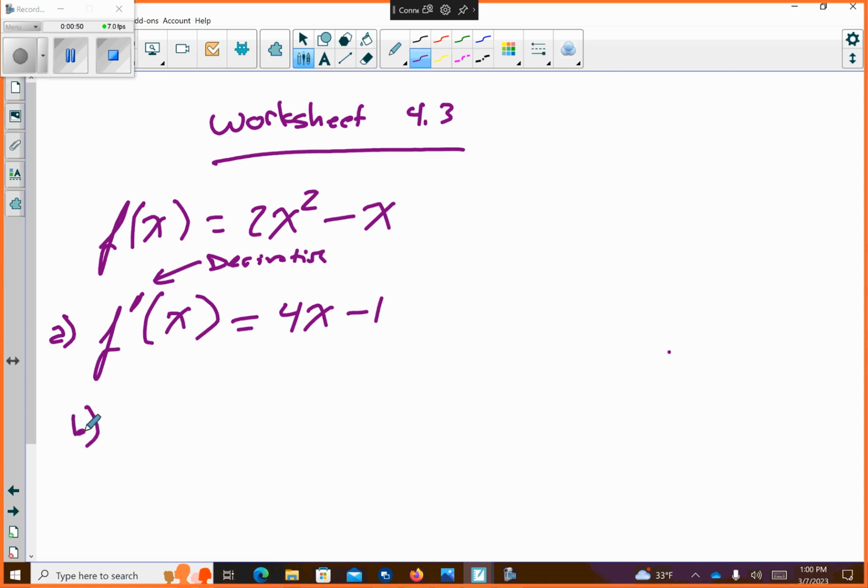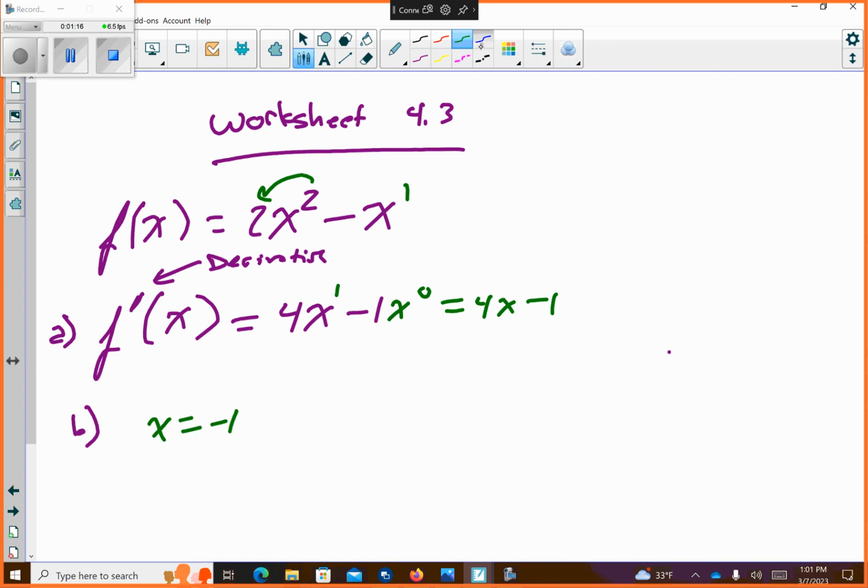Easy enough? So if you didn't remember the derivative, you bring down the exponent and you reduce the exponent by 1. This has x to the first, and then this technically became x to the 0, which just comes out to this as your derivative. Okay? And then find the instantaneous rate of change at x equals -1.